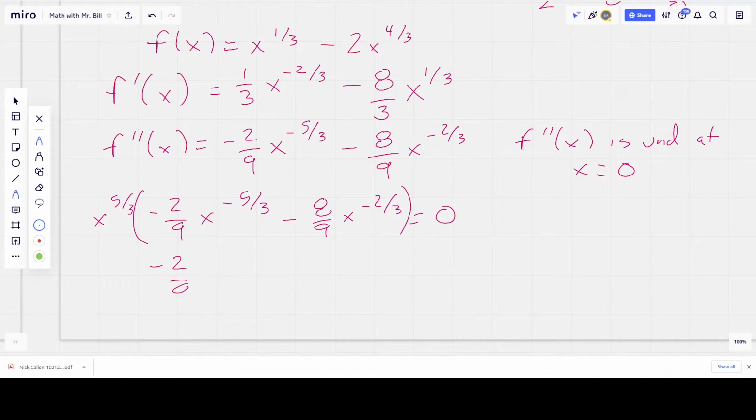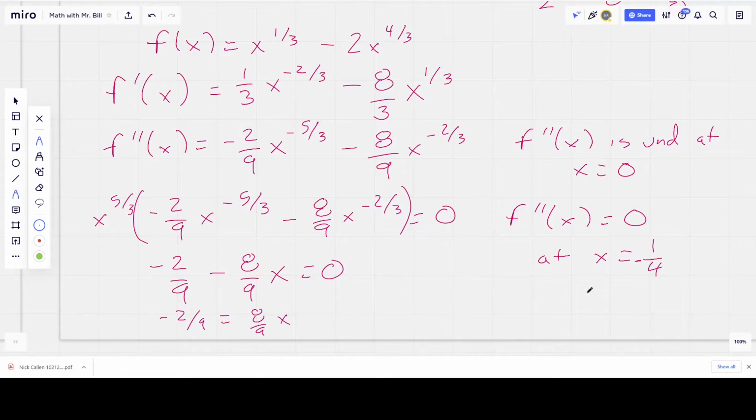So we get negative 2/9 minus 8/9 times x equals 0. So if I solve that, we get negative 2/9 equals 8/9 x. And then divide both sides, or multiply both sides, by 9/8, and we're going to get x is equal to negative 1/4. So f double prime of x equals 0 at x equals negative 1/4.